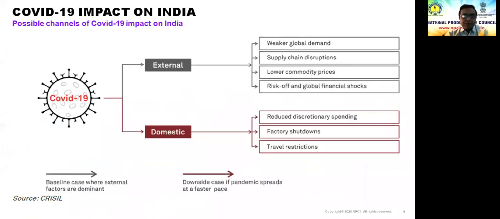Now, COVID impact on India. We have definitely two impact propositions, one is external and another one is domestic. External: weaker global demand, supply chain disruption, lower commodity price, risk of global financial shocks.